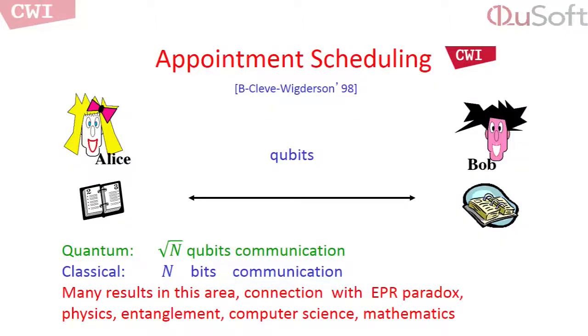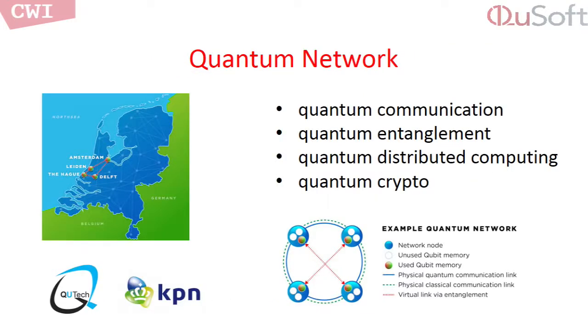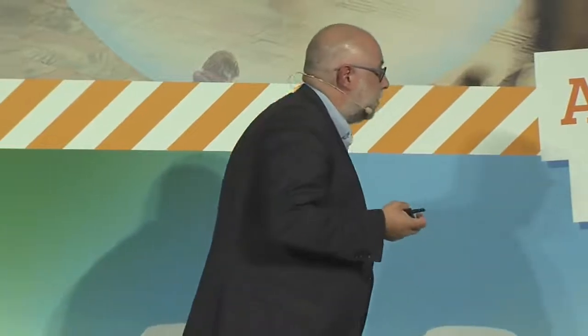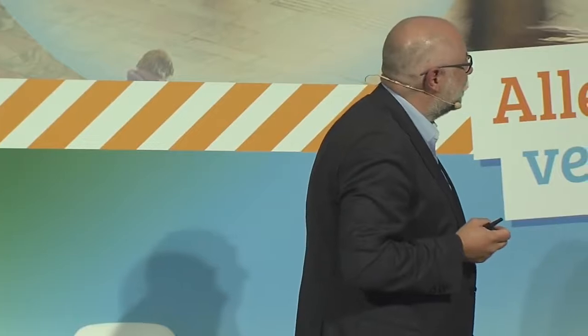And actually, this field has taken off since we started showing these examples in '98. And there are many, many nice connections between other fields as well, between physics and computer science and math. And so this is something that I'm very excited about that is starting to materialize now, because KPN is actually working together with QTech on making a little network. KPN is making their fiber available for QTech to build a network. And here the network is envisaged between Amsterdam, Leiden, The Hague, and Delft.